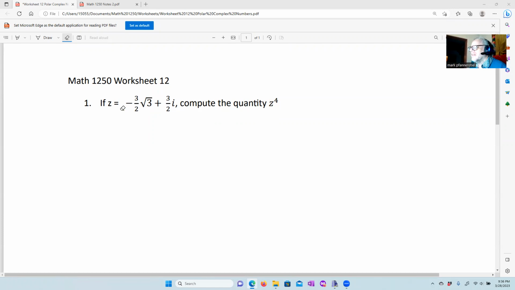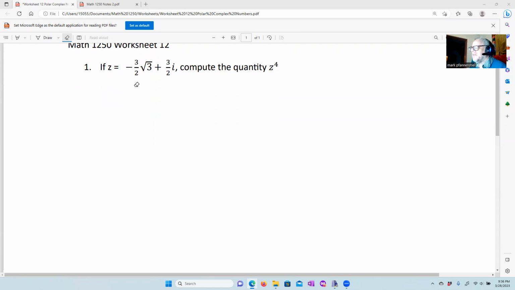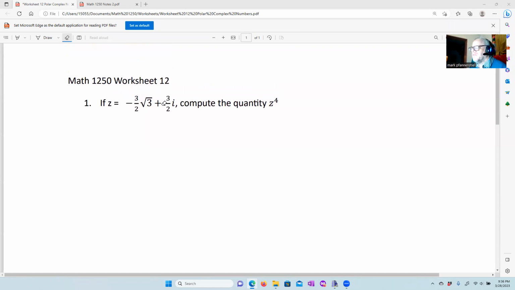But one of the worksheets that I gave out said, okay, we have z is equal to negative 3 halves root 3 plus 3 halves i. We would like to compute the quantity z to the fourth. So implicitly, there is a use DeMoivre's rule here. Another kind of implicit instruction here would be write your answer in the form of a plus bi. So we would write this as a plus bi at the end here, okay?